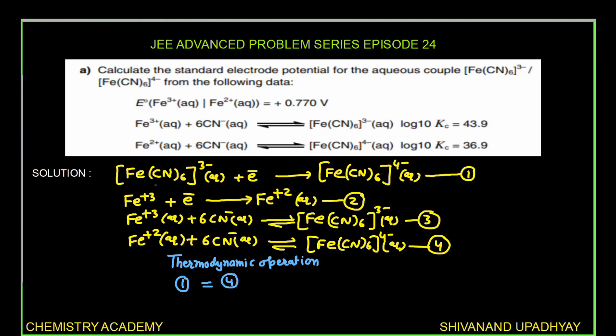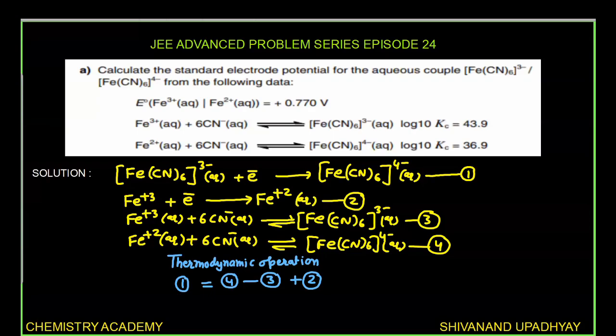Then Fe(CN)6 3- is on the left hand side. In order to make this on the left hand side, I should subtract it. By writing reaction 4 as it is, Fe2+ is on the left hand side. I don't want Fe2+. So what I can do is add reaction 2, because by doing that, this Fe2+ will cancel out.